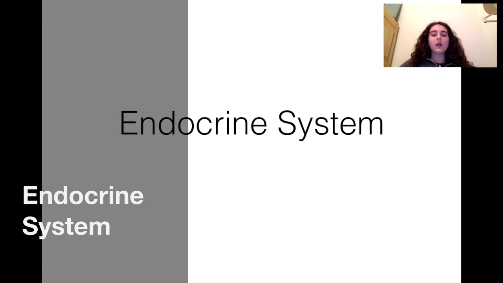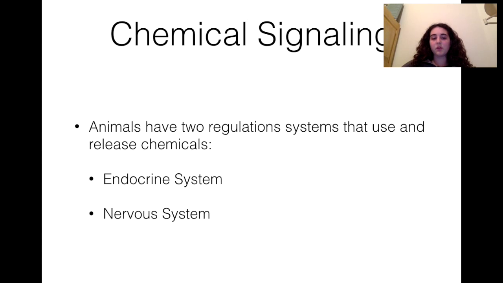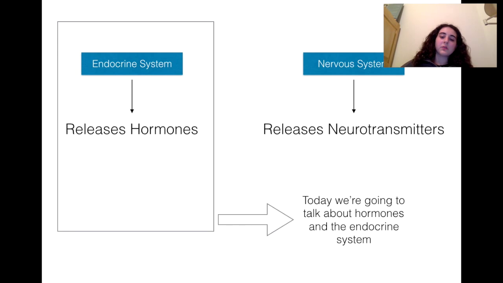Endocrine system. So, chemical signaling. Animals have two regulation systems that they use to release chemicals: the endocrine system and the nervous system. The endocrine system releases hormones, the nervous system releases neurotransmitters. Today we're going to talk about hormones and the endocrine system.